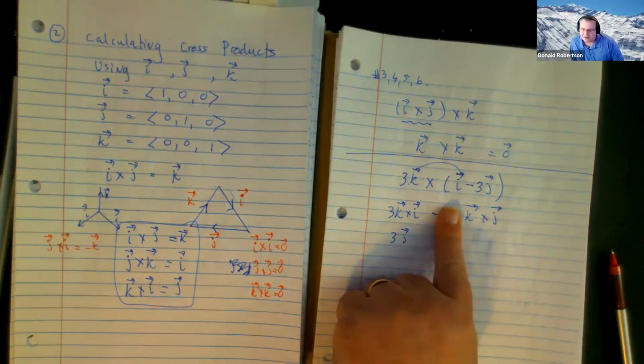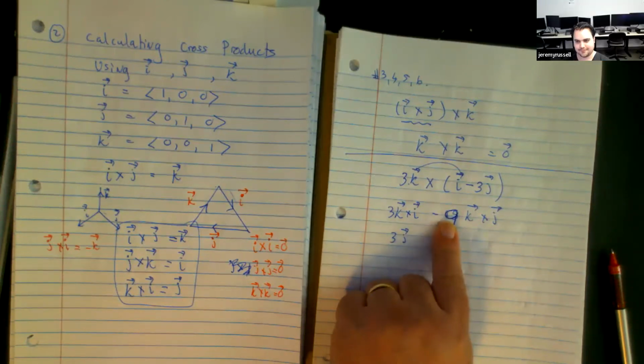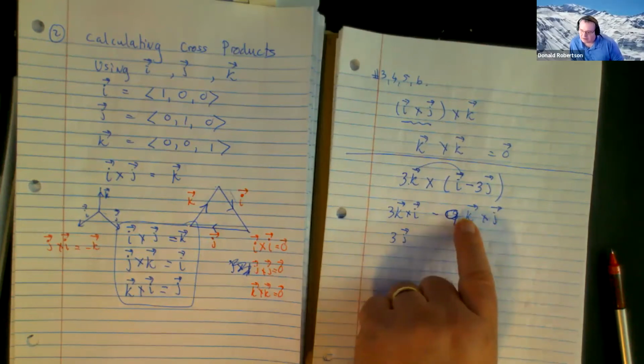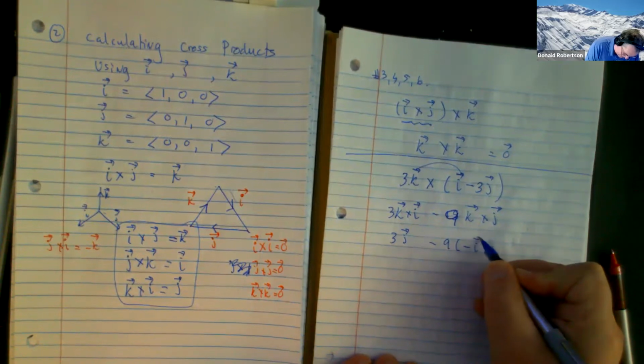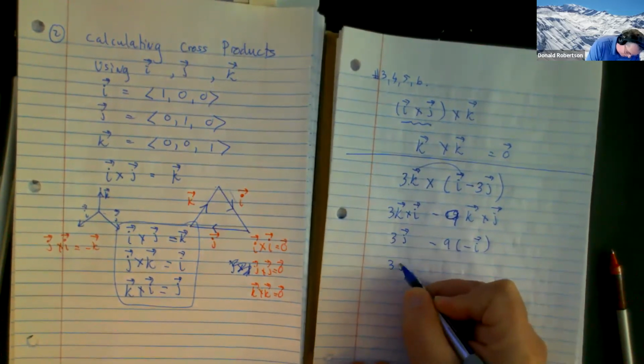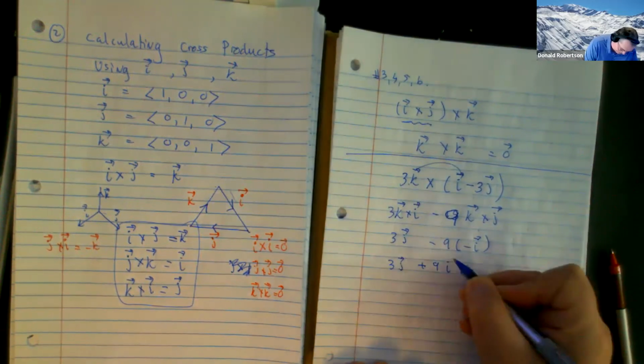Let's forget about the -9. I should be clearer with my questions. What does k cross j get you? Negative i. And so won't that get you -9 negative i's? So maybe I should put that in. And so you get 3j plus 9i.